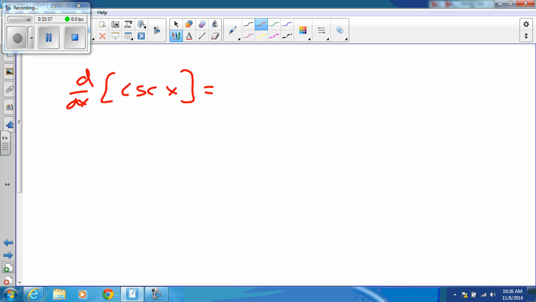Why the negative sign? There you go. Does that fit with our pattern, by the way, of negative cofunctions? Yeah. Just a pure matter of strategy.